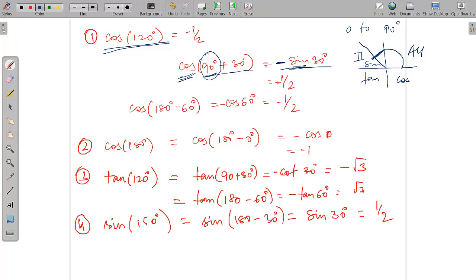Second thing is which quadrant does it lie in? This particular angle lies in the second quadrant. So that is going to be negative because cos is negative in the second quadrant. So minus sine 30 degrees. You know the value of sine 30, that is 1 by 2. So our value of cos 120 degrees is minus 1 by 2.